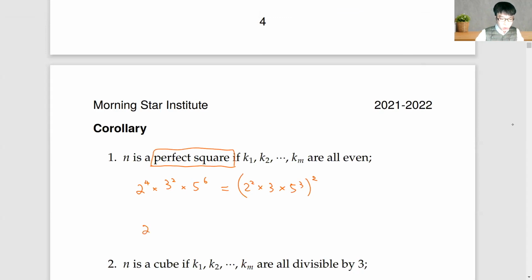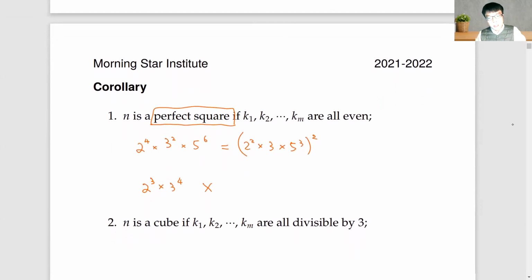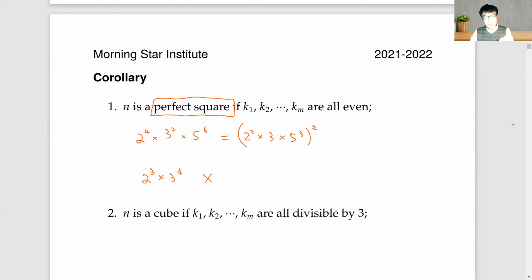Instead, if we have 2 cubed times 3 to the 4th, this is not a perfect square because the exponent for 2 is 3. That's an odd number, which is not even. So not good. Similarly, we can describe a cubic number. A number is a cubic number if and only if those exponents k1, k2 up to km are divisible by 3.